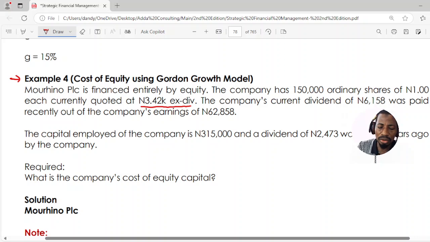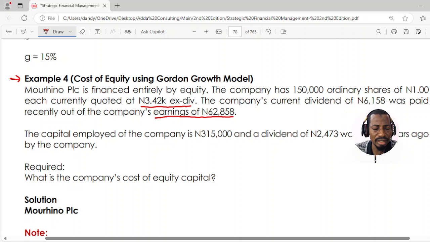The company's current dividend of 6,158 naira was paid recently out of the company's earnings of 62,858 naira. Once I've seen information on earnings, something should be calling me that there is likelihood I may calculate growth rates. The capital employed of the company is 315,000 naira, and a dividend of 2,473 naira was paid 5 years ago by the company. Required, what is the company cost of equity capital?